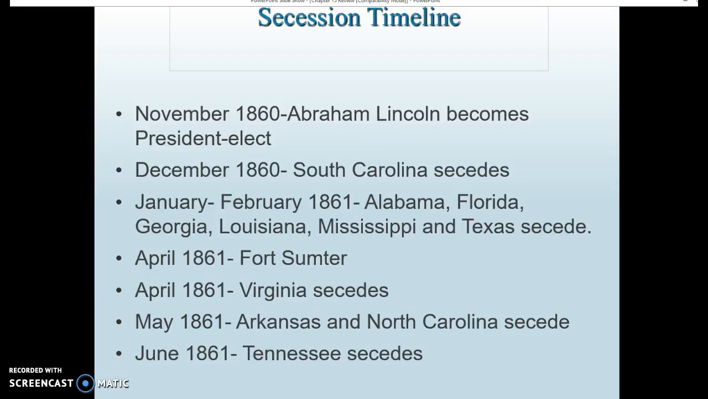After Fort Sumter, you've got some more states that leave the Union. That same month, April 17th, 5 days after the Battle of Fort Sumter, Virginia leaves the Union. And then in May of 1861, the beginning of May, Arkansas leaves, and then at the end of May, North Carolina leaves. And then June 8th of 1861 is when Tennessee leaves the Union. So those are the 11 states that are going to make up the Confederate States.